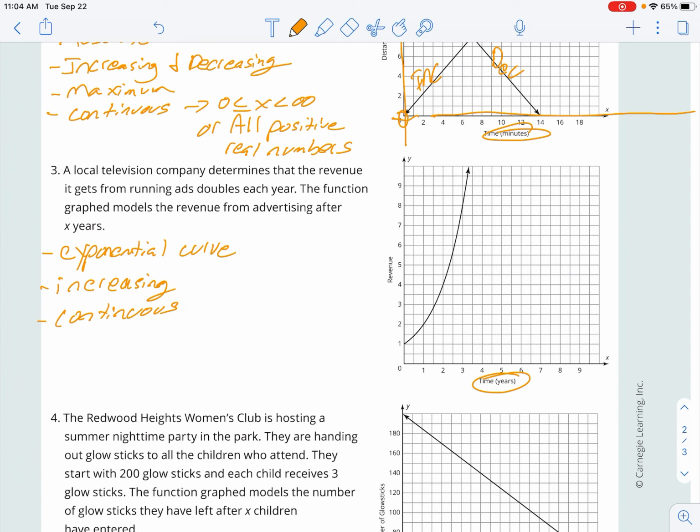It's continuous, and that implies then the domain is going to be from 0 to infinity, or all positive real numbers. Now, the reason why I'm saying 0 to infinity is we're starting off at year 0 and then going to the right.